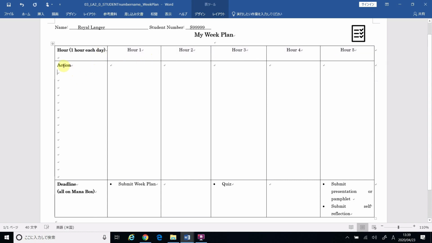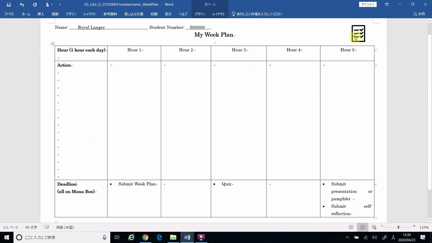Also, here's action, and there's nothing written here. So I will write my action here. This says deadline, all on Monobox. So I must meet these deadlines. All of these deadlines are on Monobox.